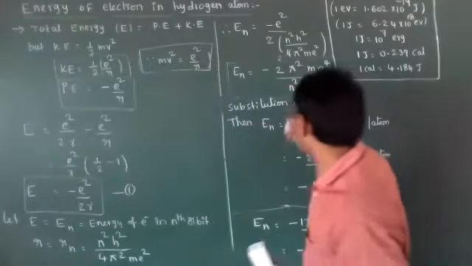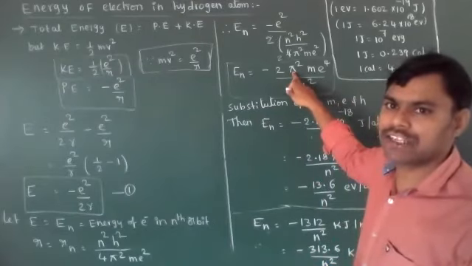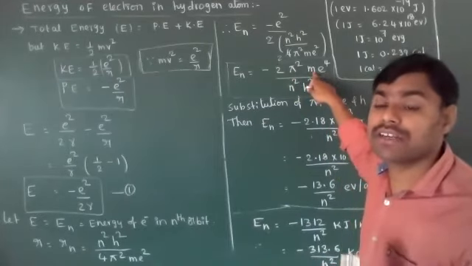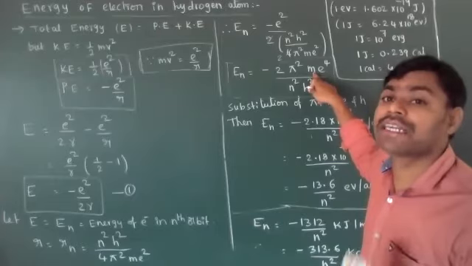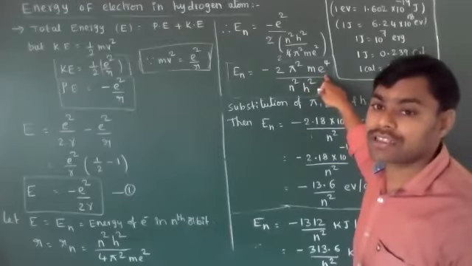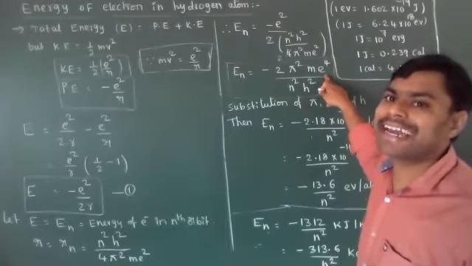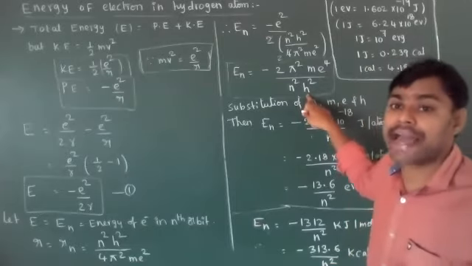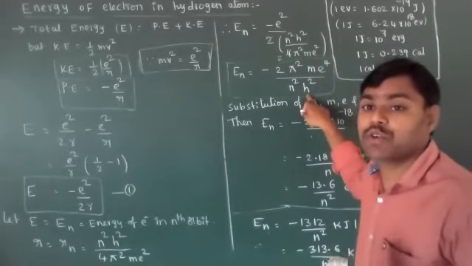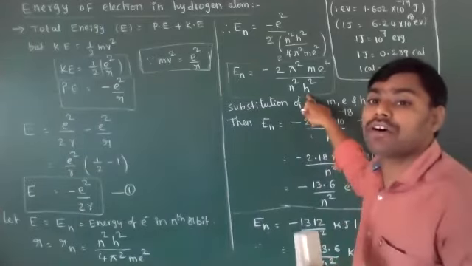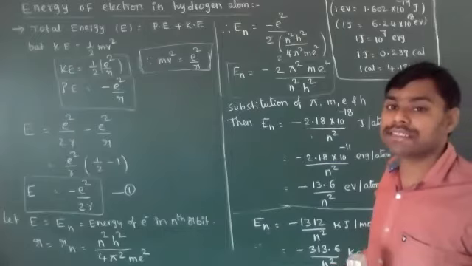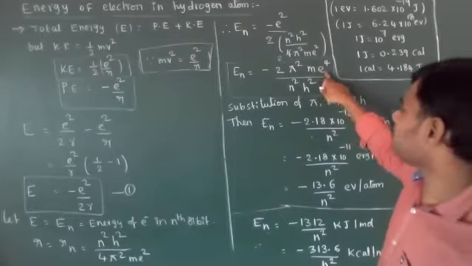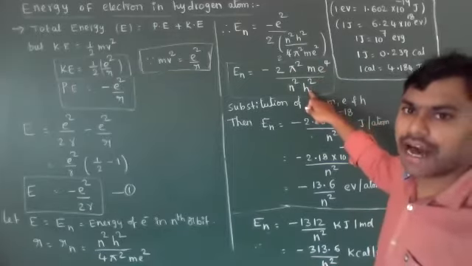If you observe the above formula, pi is a constant, its value is 3.14. m is a constant, the mass of the electron, whose value is 9.1 into 10 to the power of minus 31 kg. e is the charge of the electron, 1.6 into 10 to the power of minus 19 coulombs. h means the Planck constant, whose value is 6.625 into 10 to the power of minus 34 joule second. So these are all constant values: pi, mass of electron, charge of electron, and Planck constant.